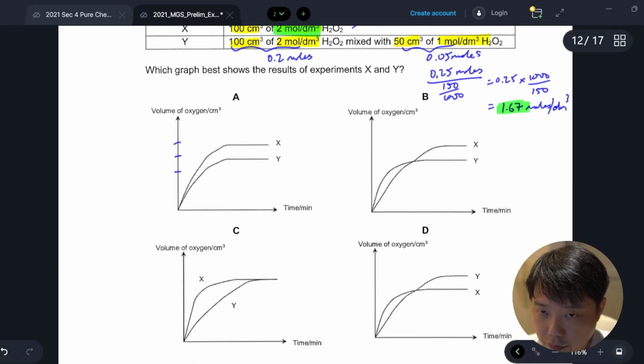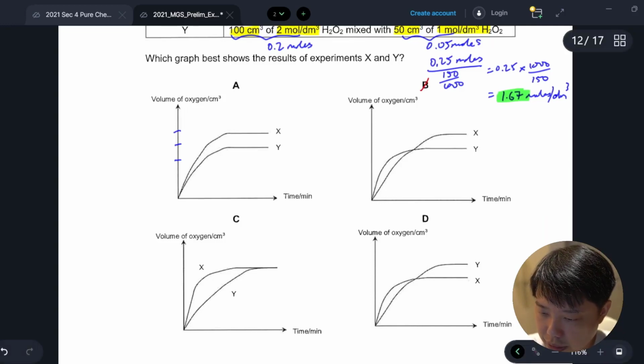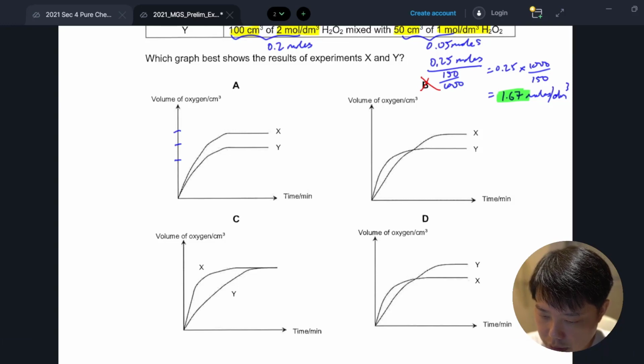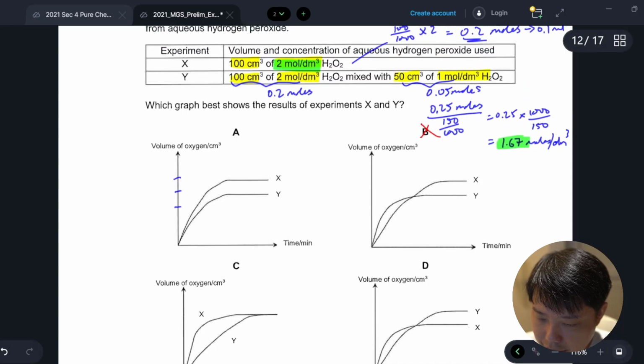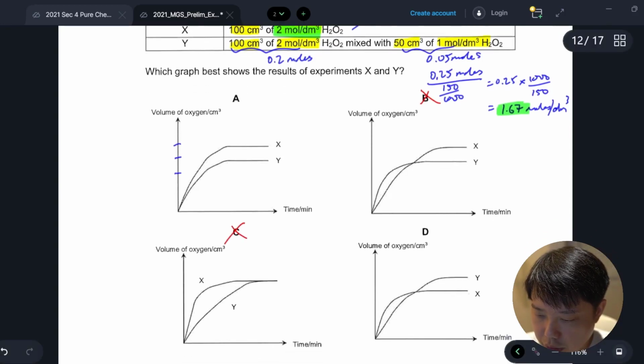So if we look at the 4 options, X performs faster at the start. That rules out B, which says Y performs faster. But at the end, they shouldn't have the same number of moles of O2, so we will also eliminate C. So it's between A and D.